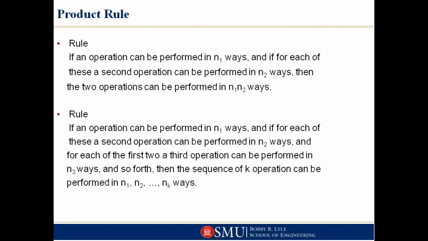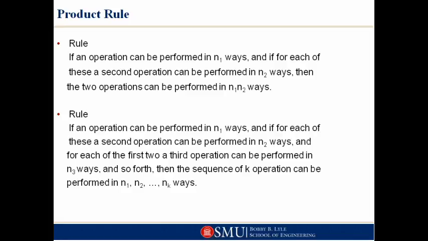Product rule. If an operation can be performed in N1 ways, and if for each of those a second operation can be performed in N2 ways, then the total number of operations that can be performed is N1 times N2 ways. That's the total number. I'll show you an example of this in a moment.